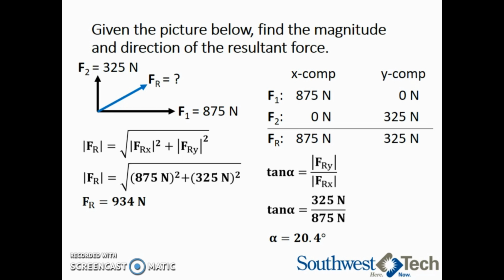Therefore, our resultant force has a magnitude of 934 newtons at 20.4 degrees. This concludes our example of finding the resultant force.